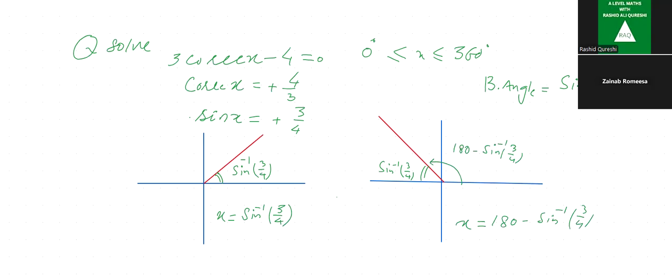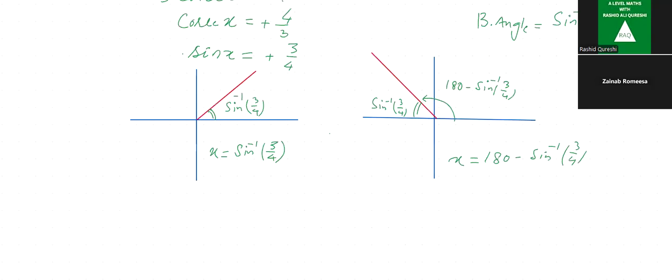Okay, these are the two examples. My next topic is identities of trigonometric ratios. Very basic identities.